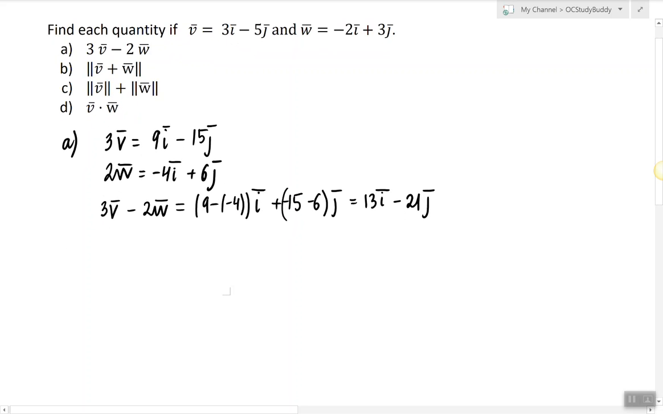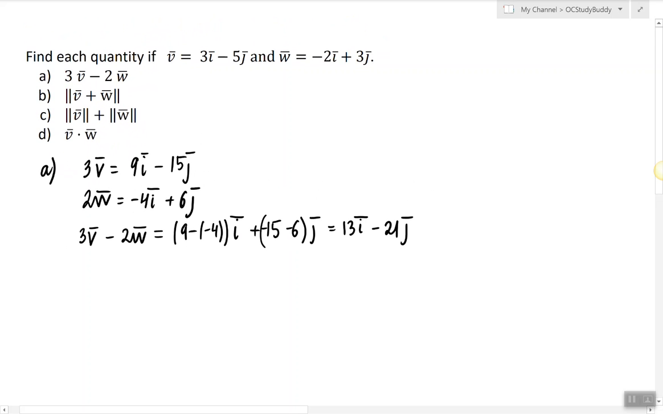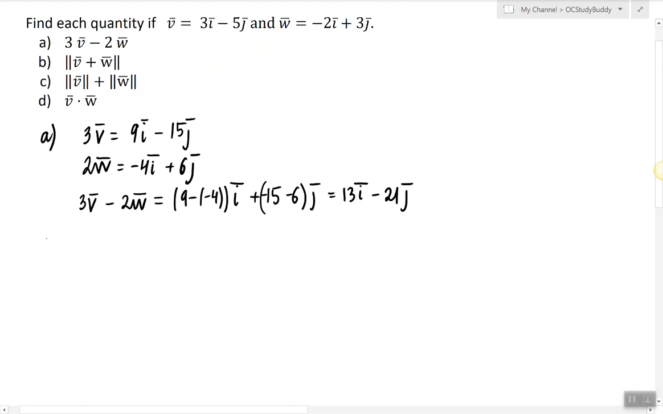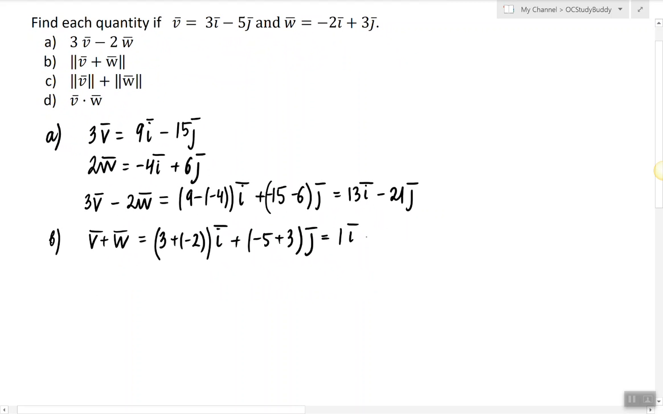Now, to find the magnitude of a vector, we first have to have a vector written in algebraic form. So first let's find v plus w. v plus w will be simply 3 plus negative 2 i plus negative 5 plus 3 j. We again simply add the corresponding components. So 3 plus negative 2 is 1, and negative 5 plus 3 is negative 2j.